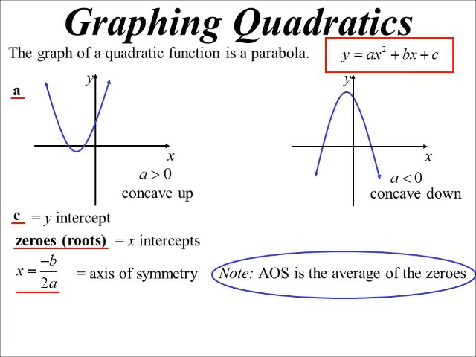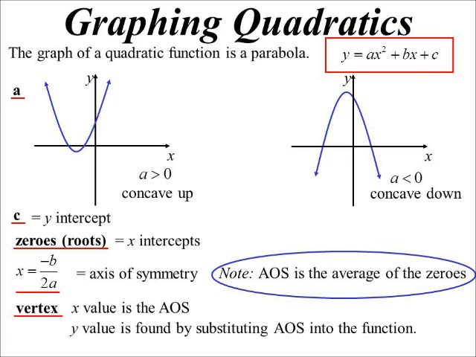Now, you don't have to use minus b on 2a, because if you've already worked out the roots or the zeros, because the parabola is a symmetric graph, it must be the average, because it's going to be in the middle. So if you've already worked out the zeros, you don't have to waste time going minus b on 2a, just average the two zeros out. That's going to give you your axis of symmetry. The vertex then, once you know the x value, you sub in and get the y value.